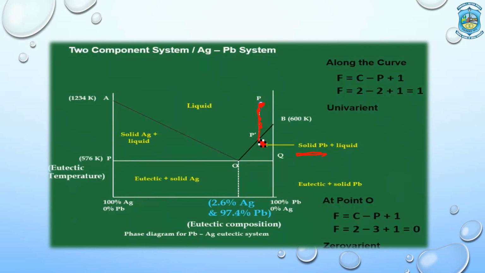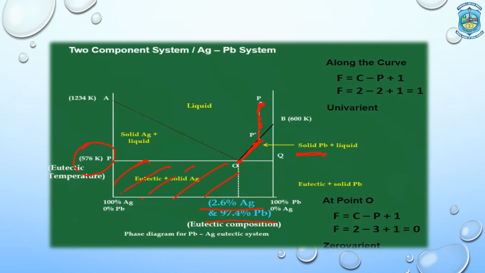If we continue to cool it further, we will move along the line OP, and ultimately we reach the point O, and on reaching point O we will find that the mixture obtained has the specific composition of 2.6% silver and 97.4% lead. This is the eutectic temperature, 576 Kelvin, at which the mixtures are present together along with one of the solid phases, like the region PO which I am marking.